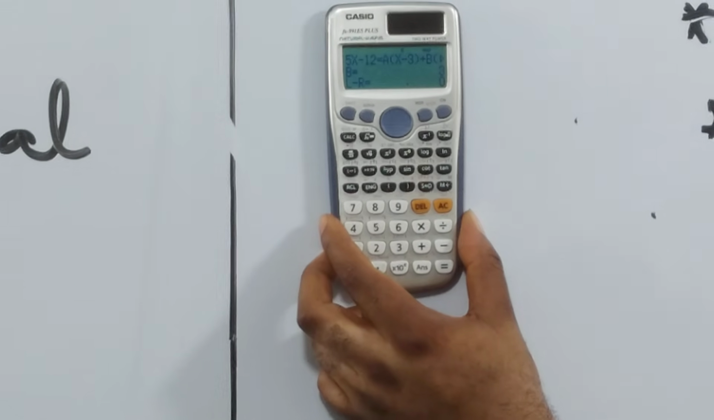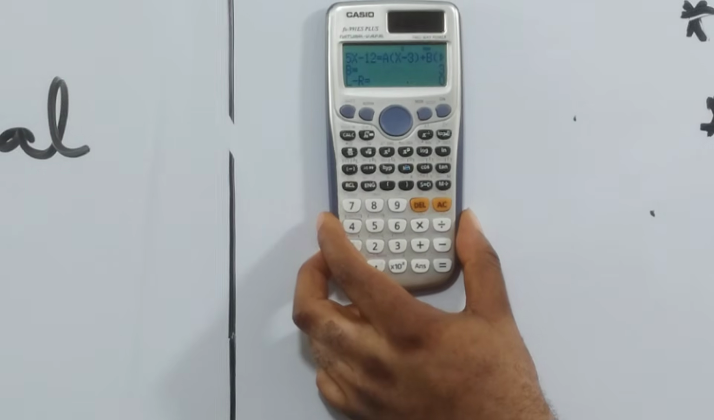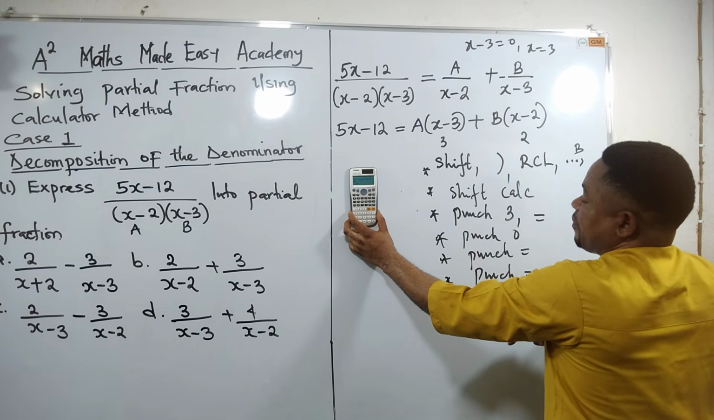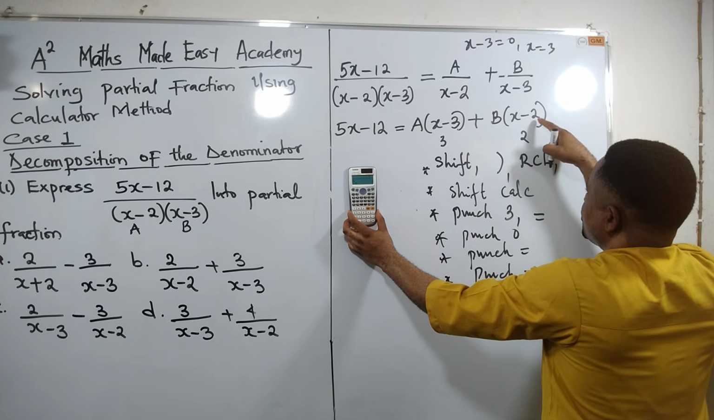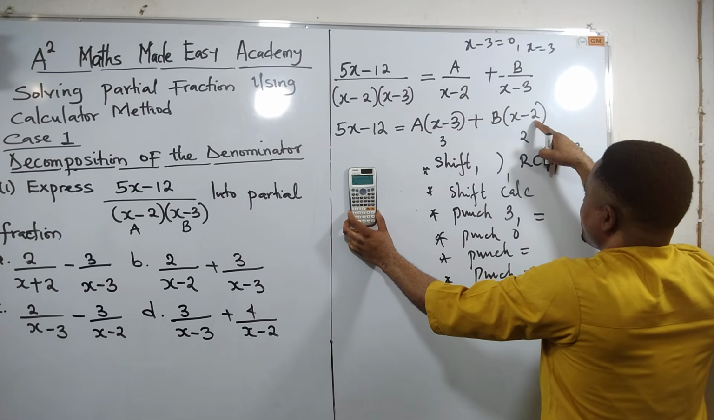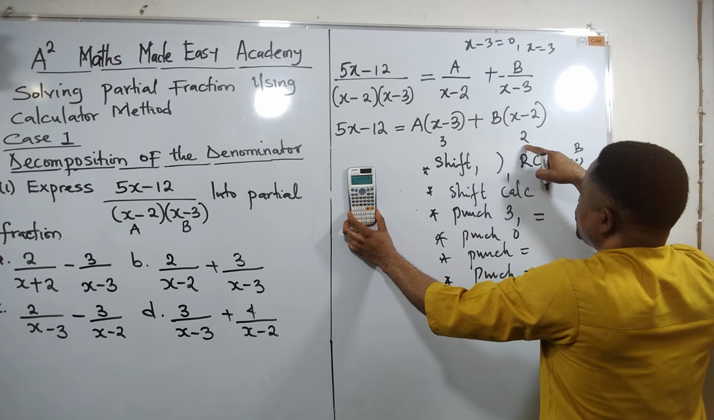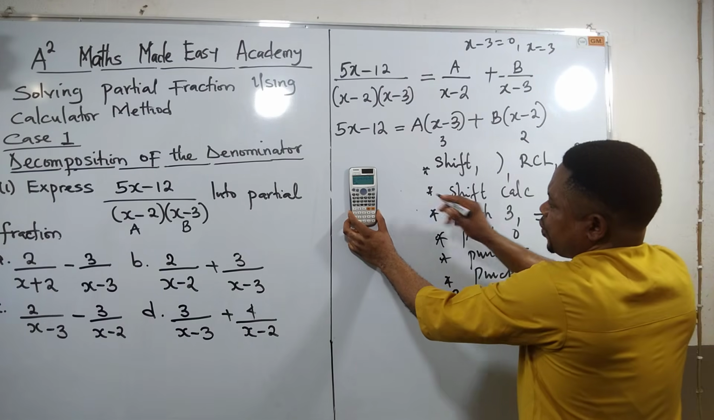Are you there now? So what are we going to do again? Is to eliminate B and follow the same format. How do we eliminate B? Remember, X is already 2 now because it is minus 2 here. When you make X the subject of the formula, it will give you 2.